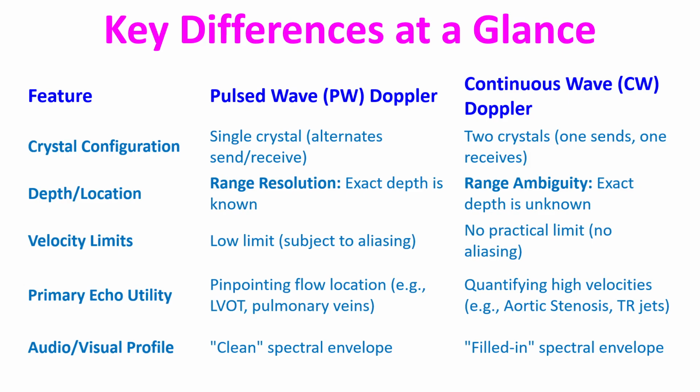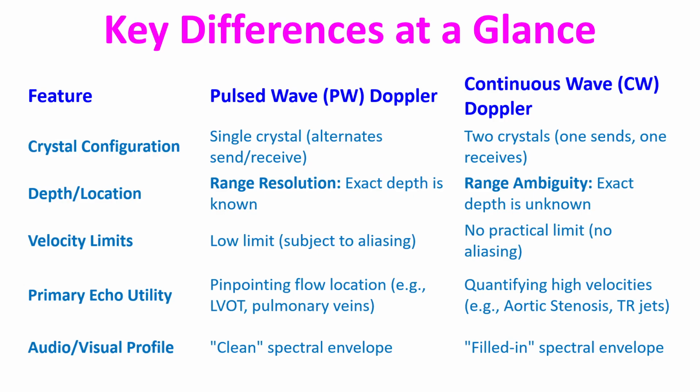Here are the key differences at a glance. Crystal configuration. Pulsed wave, single crystal alternates send and receive. Continuous wave, two crystals, one sends, one receives. Depth location. Range resolution, exact depth is known for pulsed wave Doppler. Range ambiguity, exact depth is unknown for CW.